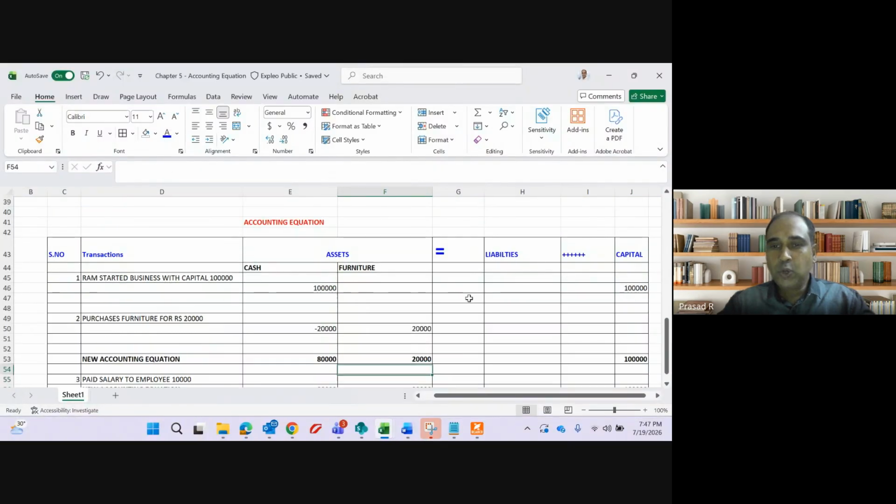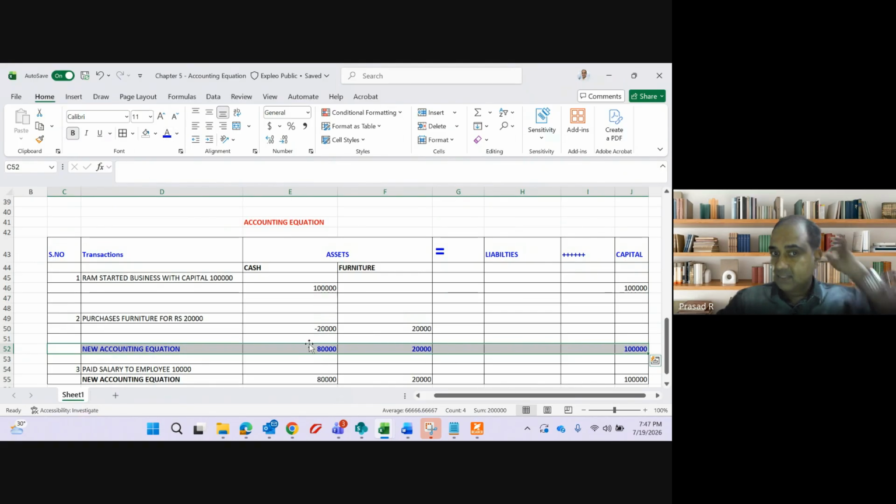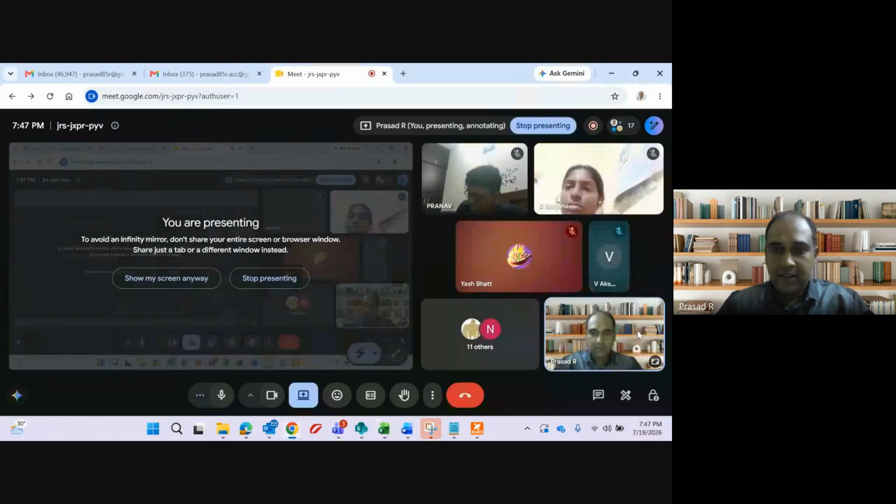Clear? So my new accounting equation will be cash from 1 lakh minus 20,000, which is 80,000. Furniture will be 20,000 and capital will be 1 lakh rupees. So in assets I have cash of 80,000 and furniture of 20,000. My assets equal, there is no liability, and capital is 1 lakh rupees. Any doubt, guys?